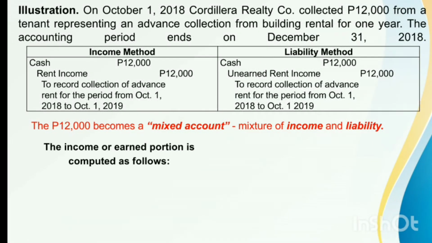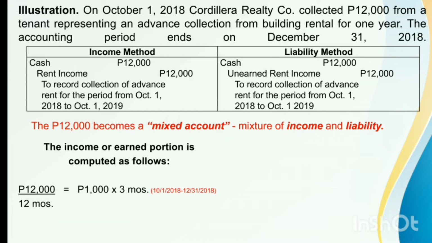So the 12,000 pesos collected from building rental is good for 1 year. Let us determine first how much is the rental every month. So 12,000 divided by 12 months, because there are 12 months in a year. That is equal to 1,000. So the monthly rental is 1,000 pesos.